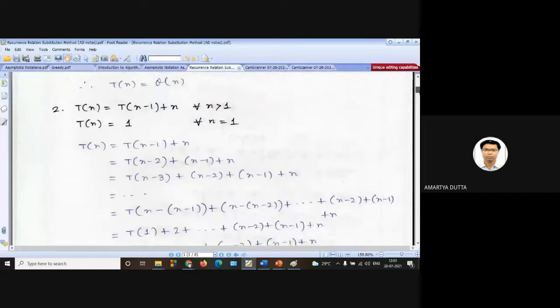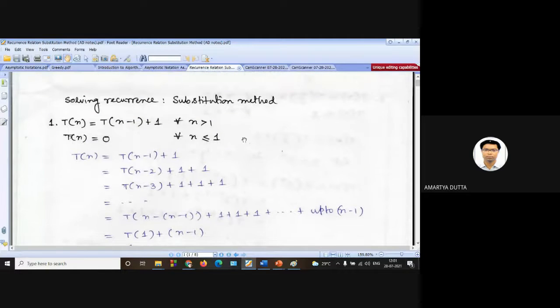So in the recurrence relation, we have three types of methods. First one is the substitution method, second one is the recurrence tree, and third one is the master method. So the substitution method, that is, we have to substitute. Let T(n) = T(n-1) + 1 for all n greater than 1, and T(n) = 0 for all n less than or equal to 1.